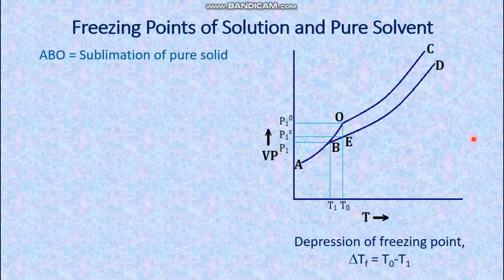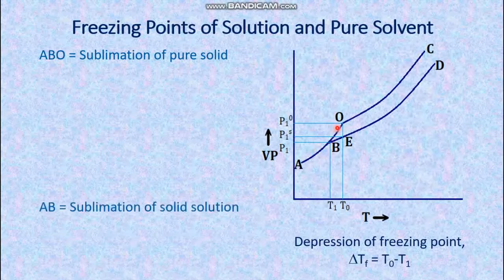Okay, ABO, that means this curve, A along B to O. This curve is actually the sublimation of pure solid. Suppose pure ice is undergoing sublimation, then vapor is produced, and the corresponding vapor pressure with respect to increase in temperature, the graphical presentation of its change is represented by this curve ABO.